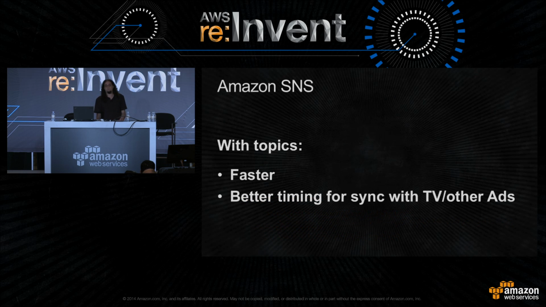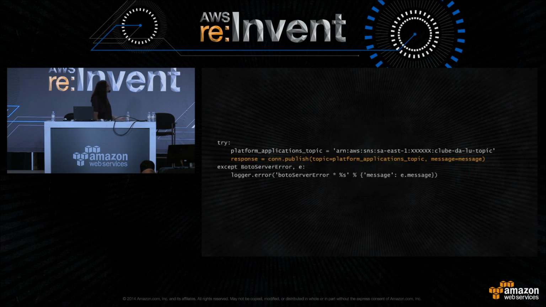So later on, we started doing this with topics. With topics, we get a faster send and better timing, because we get it synced with the TV ad. So this is the code snippet of sending the push notification. You can see that it's way simpler, way faster. It's pretty straightforward.